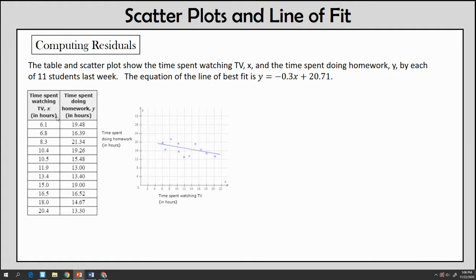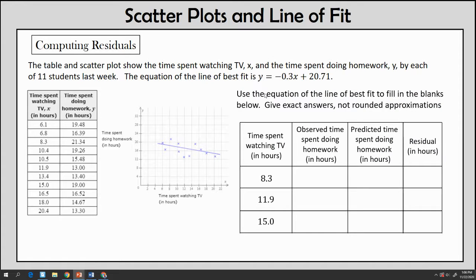Now, our job is going to be to look at some residual values. The outputs are here, and those are represented in the graph. Each one of these X's represents one of these. It says use the equation for the line of best fit to help fill in the blanks below. Give exact answers, not rounded. So what they're going to want us to do is create these residuals. Number one, they give us the values that we're looking at.